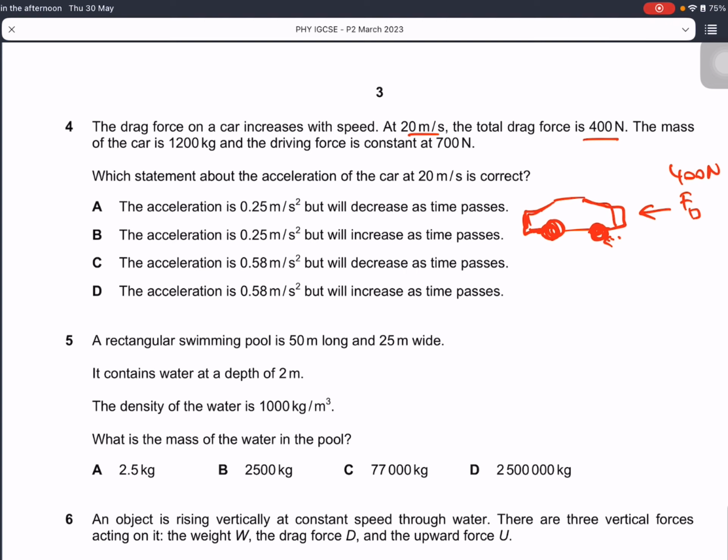The mass of the car is given to be 1,200 kilogram, and we have a driving force, the force from the engine, it's easy to guess. So the driving force is going to be 700 Newton here. Which statement about the acceleration of the car at 20 meters per second is correct? First of all, if you pay attention to the options, we have to find the acceleration. So how are we going to find acceleration here?